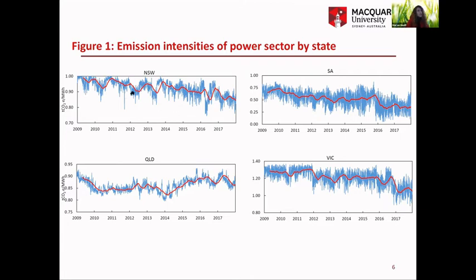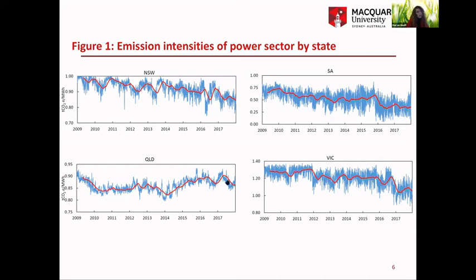Here in New South Wales, we see that diminishing trend, and the reason for that was, again, the closure of the coal-fired plants in this state and switching to gas as well.